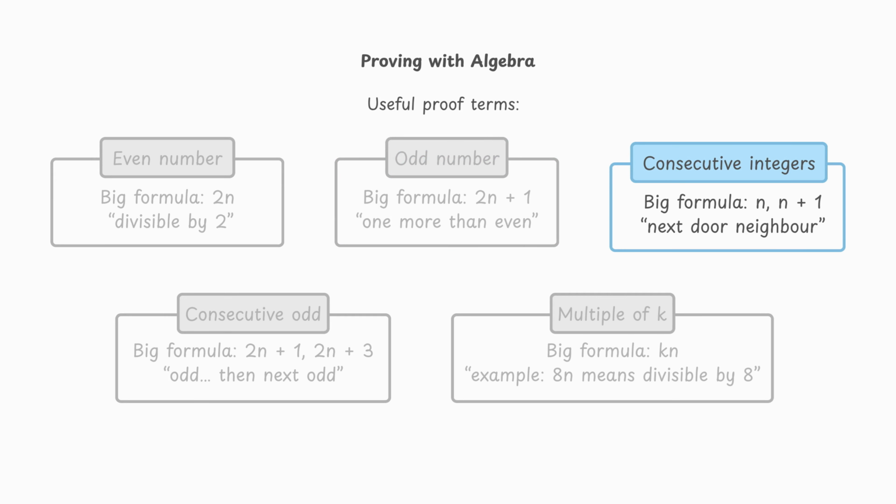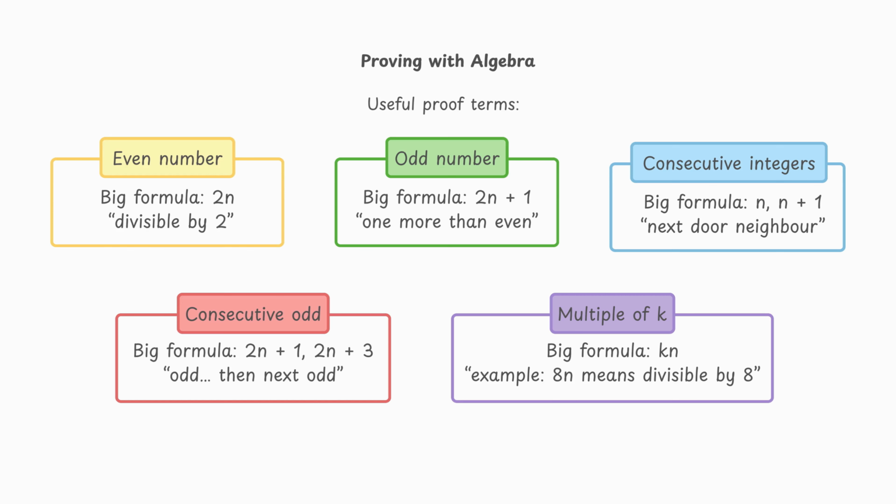Now, consecutive integers. These are numbers next to each other, so we write them as n and n plus 1. For example, 5 and 6, or 10 and 11. Now, consecutive odd numbers. These follow one after the other, but stay odd. So we write them as 2n plus 1 and 2n plus 3. Finally, a multiple of k. Any multiple of k can be written as kn. For example, 8n means a number divisible by 8. So remember, these expressions help us describe numbers in algebra form. And once we can write them algebraically, we can start proving things clearly and logically.